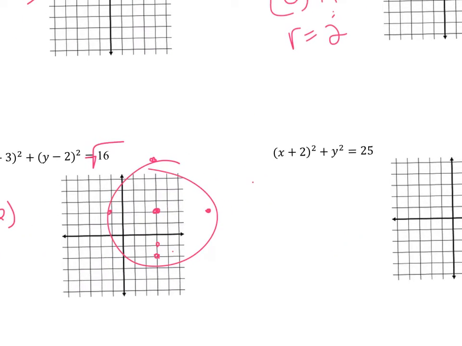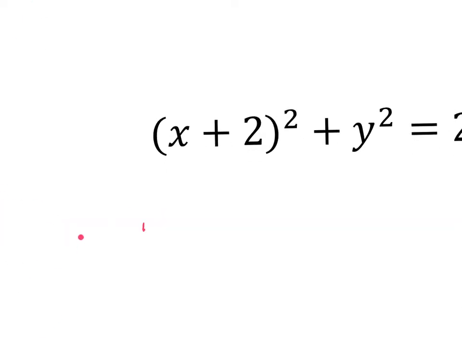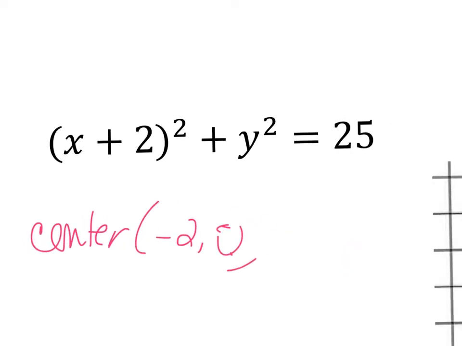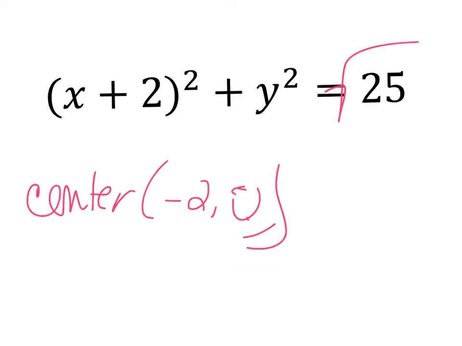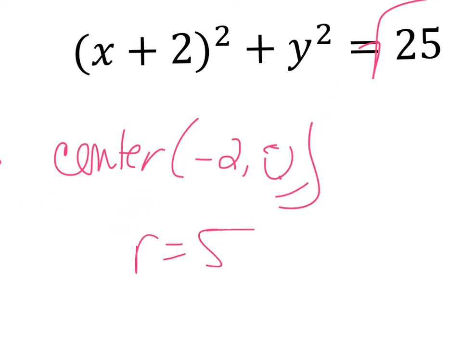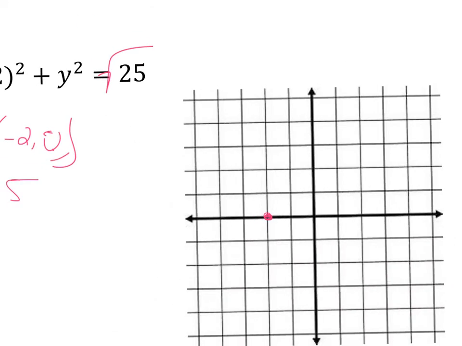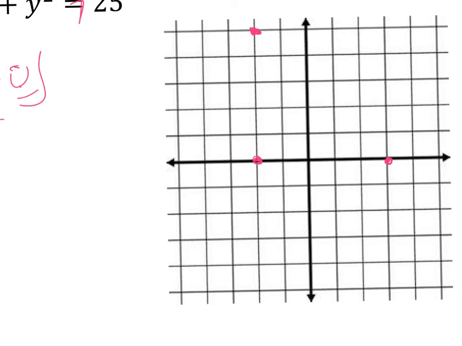Last one. What's my center? Negative 2, comma, 0. Good. And then what's my radius? Good. So we go negative 2, 0. 1, 2, 3, 4, 5. Francisco, did you go the wrong way? I'm so glad you said that. 1, 2, 3, 4, 5.